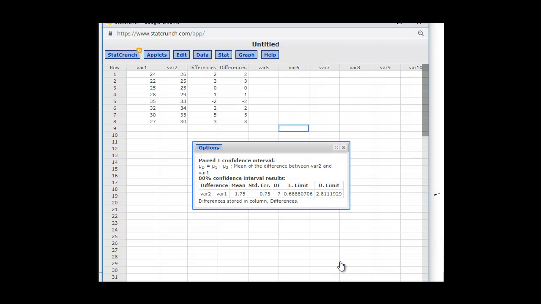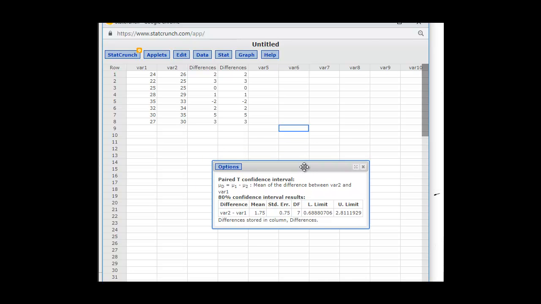So I go and click Compute, and I come up with a lower limit of 0.688 inches to an upper limit of 2.81 inches. So we feel like we are 90%, or 80, I should say, 80% confident that our average increase in jumping height is going to fall in that interval. 0 is not in that interval, so it must be that this does increase jumping heights.